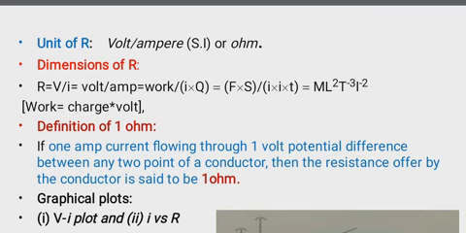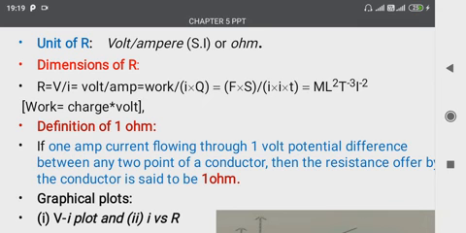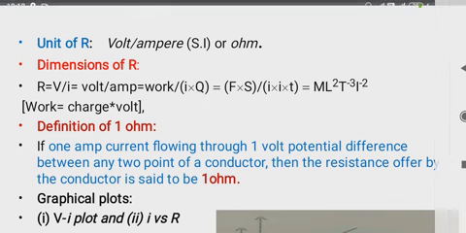Now we will describe the definition of 1 ohm. If 1 ampere current passes through a conductor with 1 volt potential difference across it, then the resistance offered by the conductor is said to be 1 ohm. That means when 1 ampere current passes under 1 volt potential difference, the resistance offered by the conductor is said to be 1 ohm.